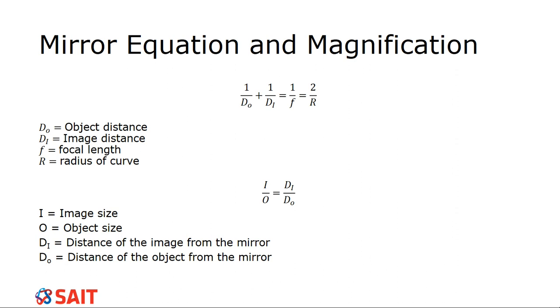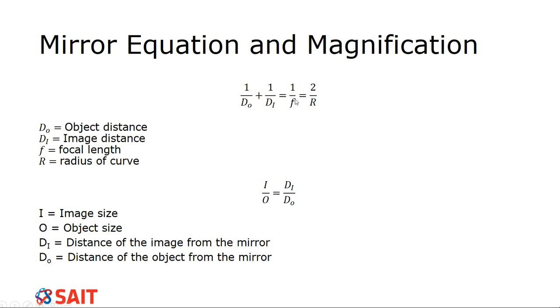Then we get into the mirror equation and magnification. This is just an equation that comes up every time you talk about mirrors. You just have to show it and understand it because it is part of mirrors. So I have an object distance and an image distance, right? Remember that d is the full distance from the mirror to the object, and vice versa on the other side of the mirror. And then there's the focal length.